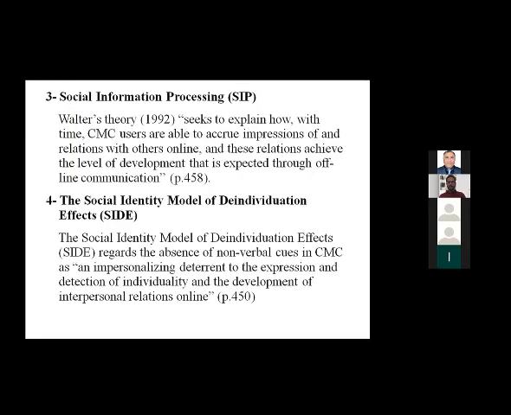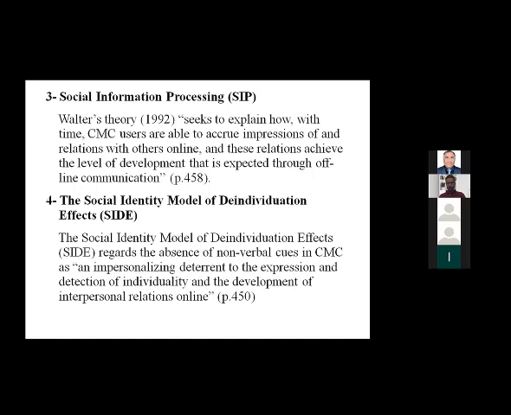So the third theory is SIP, or social information processing. Walther's theory in 1992 seeks to explain how, of course, with time, CMC users are able to accrue impressions of and relations with others online. And these relations achieve the level of development that is expected through offline communication. Now we speak about online and offline communication, synchronous and asynchronous communication. So the SIP theory of CMC interaction.